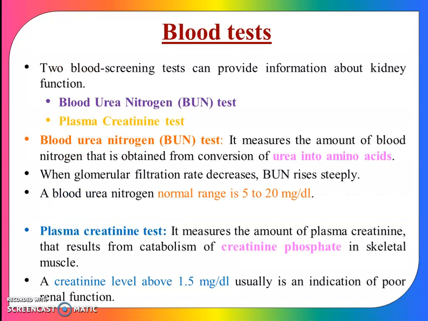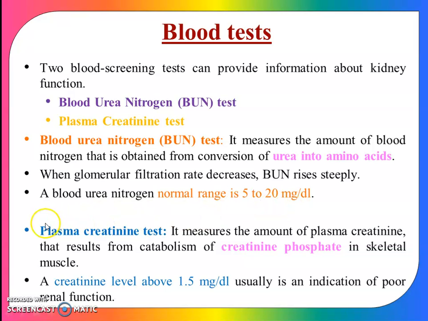Now, the next test is the blood test. In that, two different tests are performed on the kidney: the blood urea nitrogen test, also called BUN, and the plasma creatinine test. So, what is done in the blood urea nitrogen test? This test measures the amount of blood nitrogen that is obtained from the conversion of urea into amino acids. When the glomerular filtration rate decreases, the BUN rises steeply. So there is an inverse relationship between the glomerular filtration rate and the blood urea nitrogen. The normal range of blood urea nitrogen is 5 to 20 mg per deciliter.